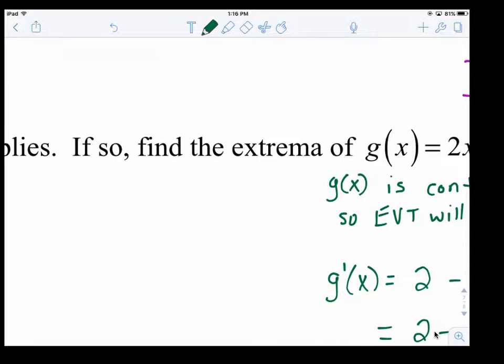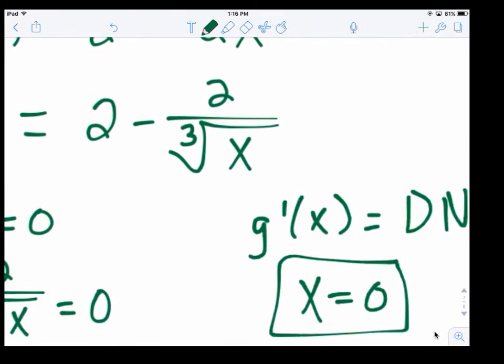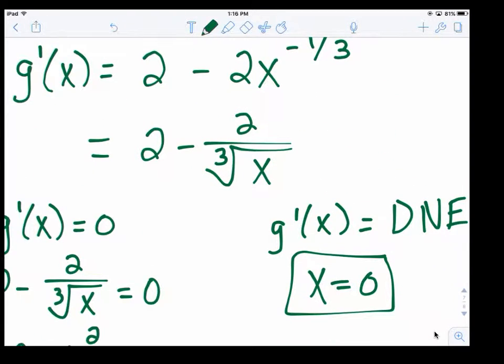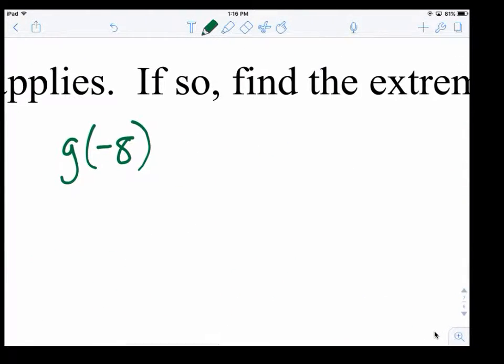Well, if you plug in 0 here, you'll get 2 minus 2 over 0. So, all right, so we got g of -8, we have g of 1, and we have g of, what do we figure out? 0? 0.